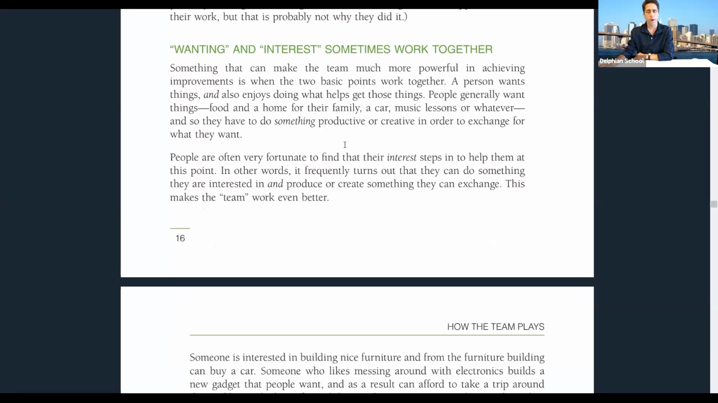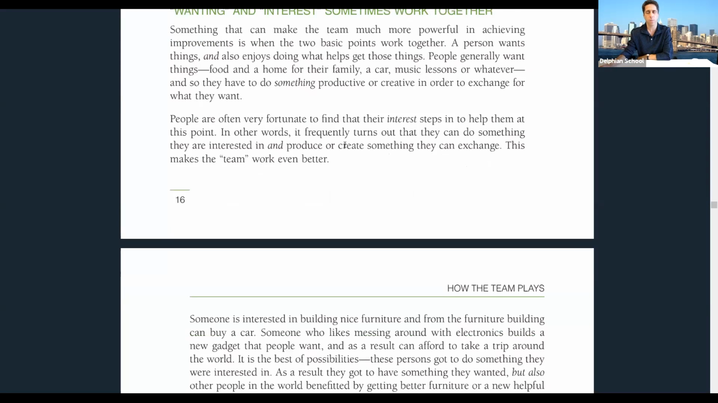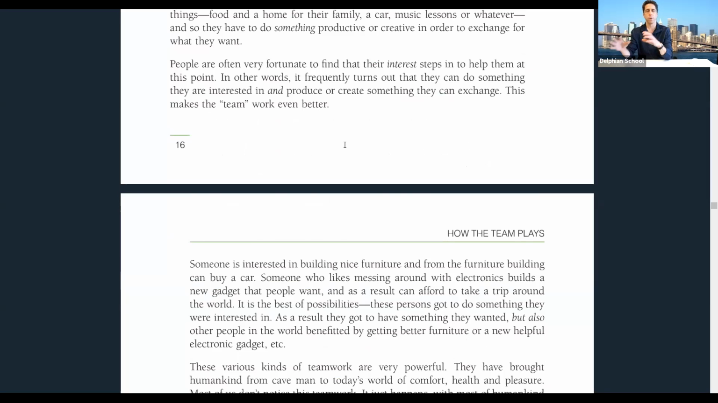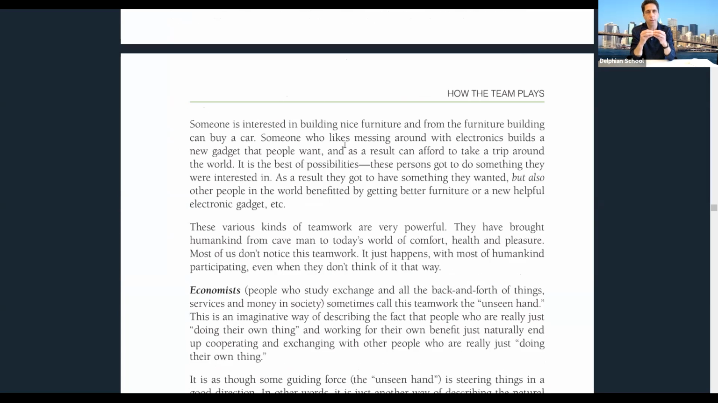People are often very fortunate to find that their interest steps in to help them at this point. In other words, it frequently turns out that they can do something they are interested in and produce or create something they can exchange. This makes the team work even better. Very simply, we're summarizing, but talking about the concept of your interest, your passions, things you want to do, and turning that into something you can produce or discover that others would like to buy.